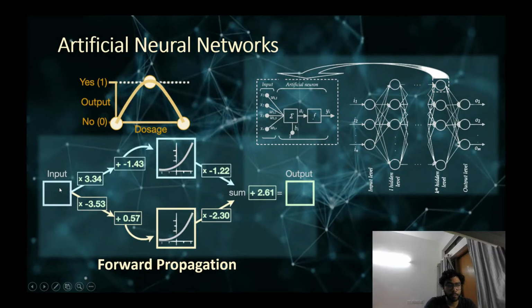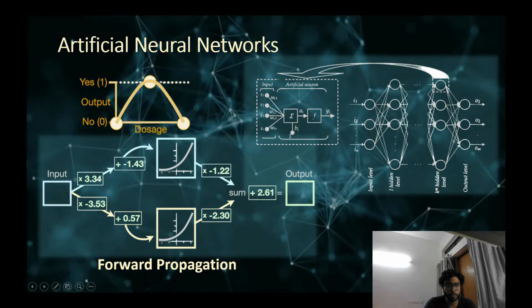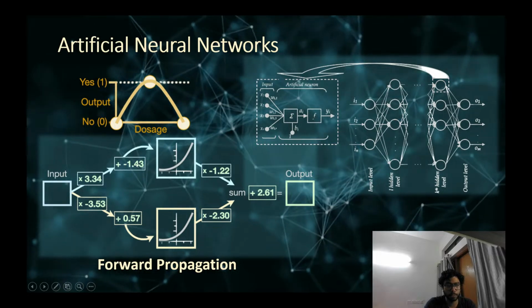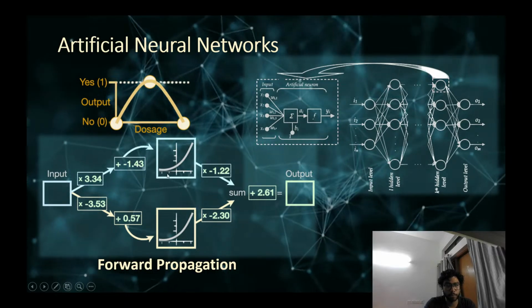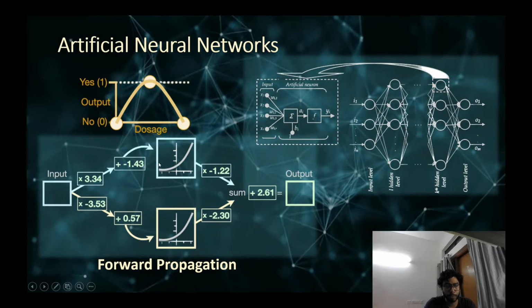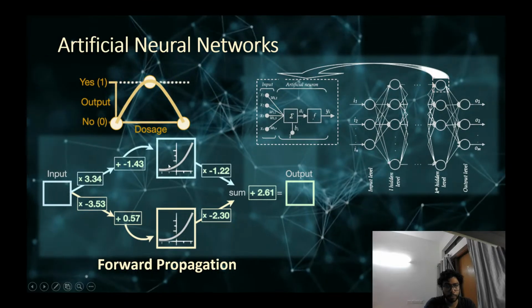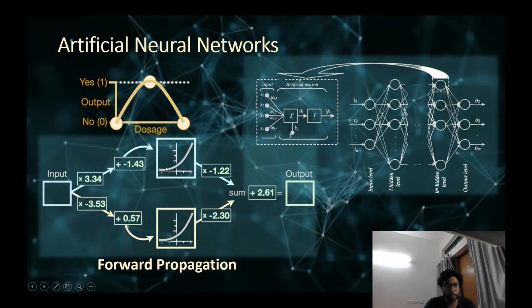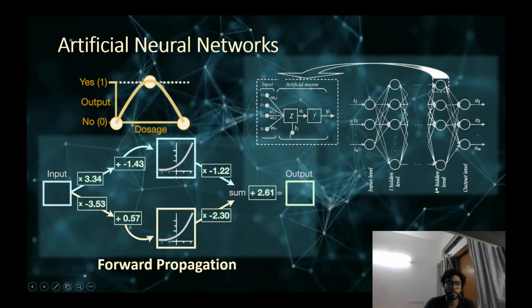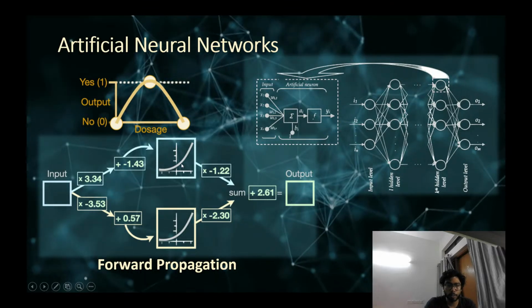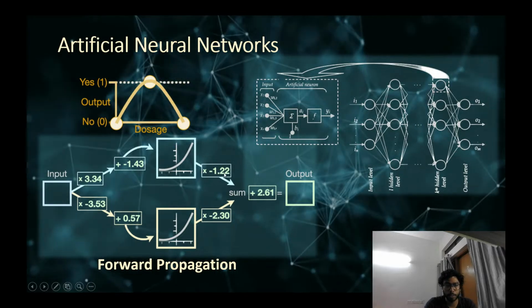So if the input is 0, 0 times 3.34 is 0 plus minus 1.43. So the value would be minus 1.43. And this value you pass through this function. So whatever the function, if the x value is minus 1.43, your output would be something very close to 0, actually. Okay. So you get the output from here after passing it through this function, multiply it with this, right?